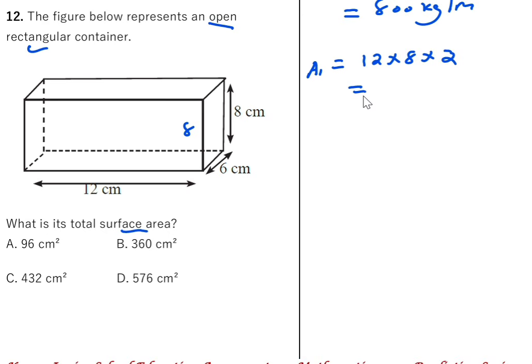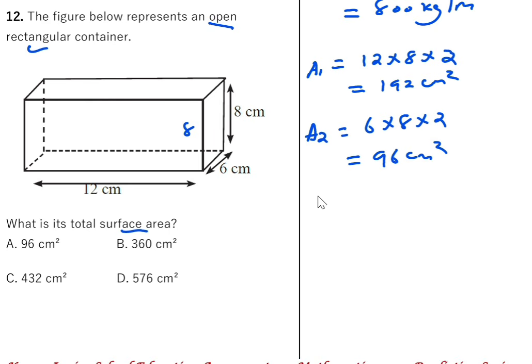There is another one at the back. So 12 times 8 times 2. You see the answer is 192 centimeters square. Go to area 2. Here at the side, it is 6 by 8. So it is 6 times 8 multiplied by 2. So 6 times 8, it is 96 centimeters square.